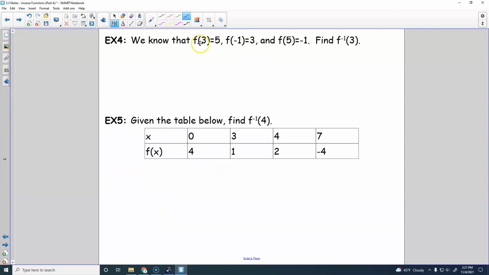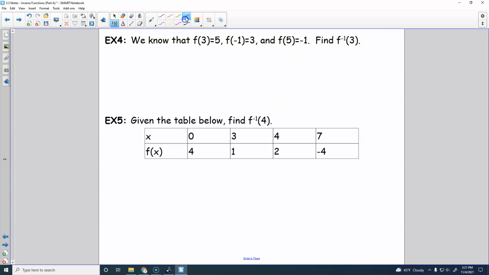Okay, so this time we know that f of 3 equals 5, f of -1 equals 3, f of 5 equals -1, and we're supposed to find f inverse of 3. We are not finding f of 3. We are finding f inverse of 3.